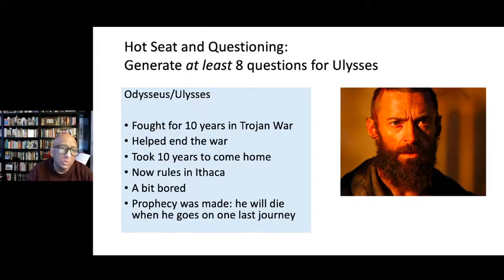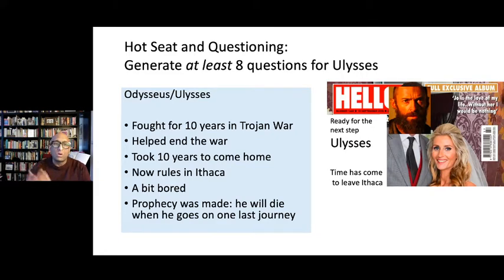So could you now pause and just generate at least 8 questions for Ulysses? What would you ask him? Remember, prediction and generation of ideas isn't just an idle activity. It's to engage you, to try and think about and anticipate what you're going to see in the poem. Okay, so now you have 8 questions that you'd ask this character.